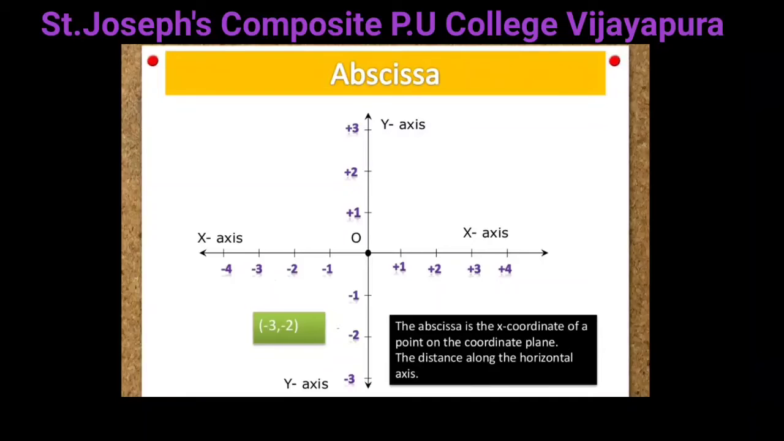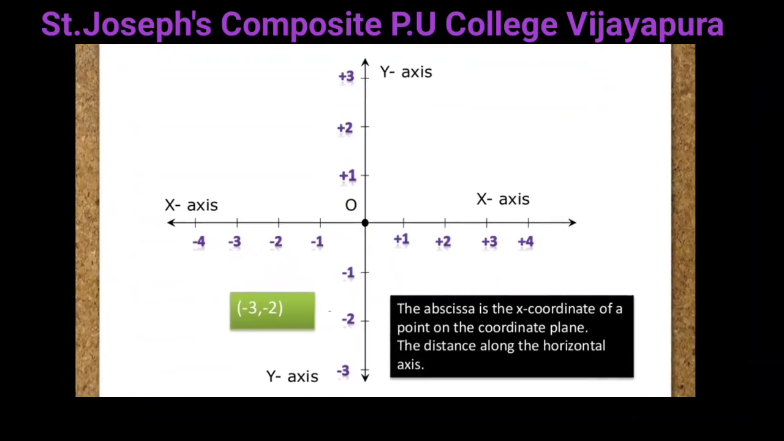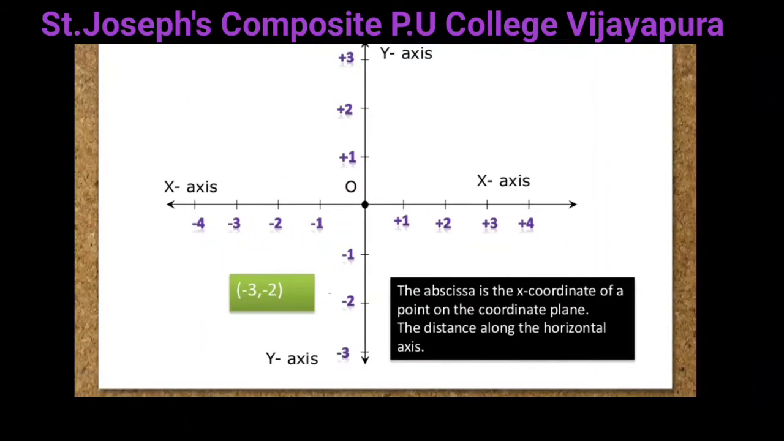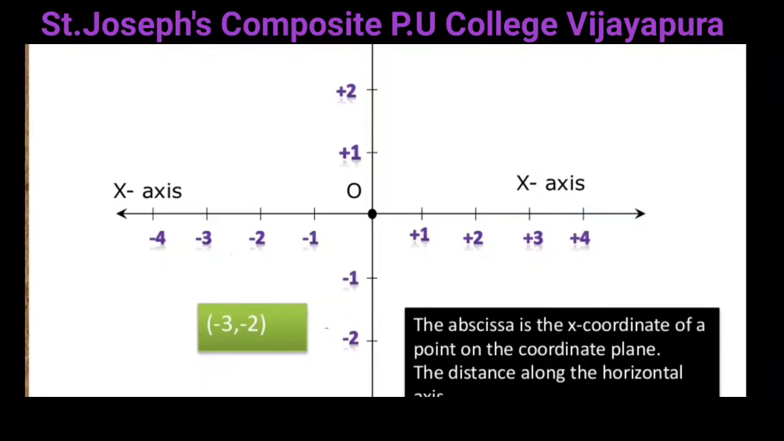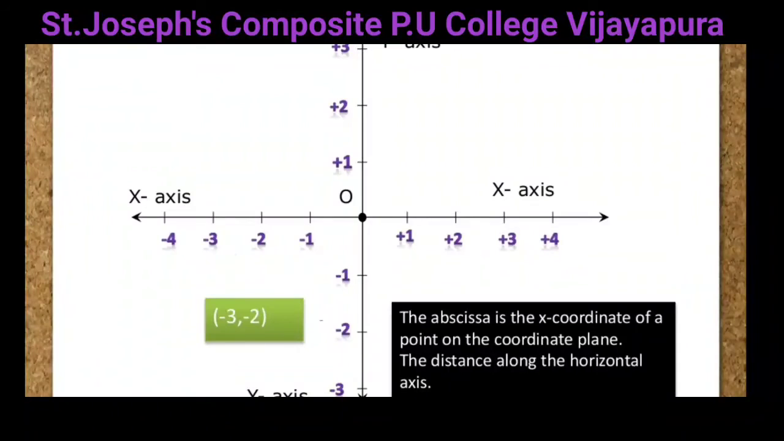That is the distance along the horizontal axis. You know how to measure the distance along the horizontal axis; the reference point will be the origin only. So if you have the point minus 3 comma minus 2, then what is the abscissa? Abscissa will be minus 3, because your x coordinate here is measured from the origin, that is, the distance along the horizontal axis measured from the origin, will be minus 3. So for this coordinate the abscissa will be minus 3.